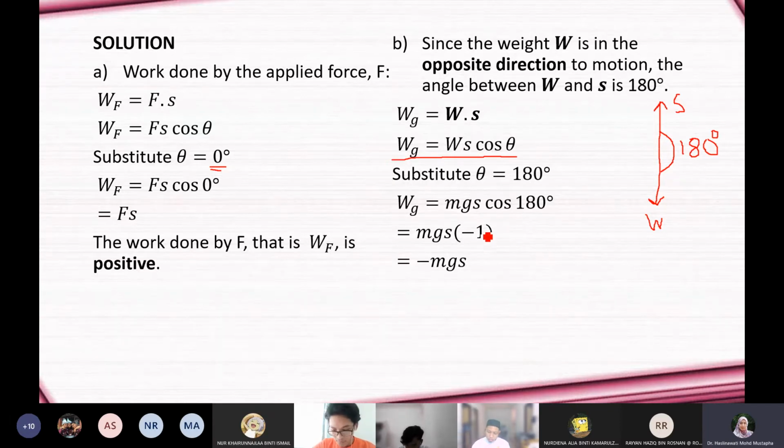So cos 180 adalah negatif 1. So dia akan dapat equation Wg is equal to negative mgs. Okay, so the work done by gravity adalah negative sebab dia ke bawah. Clear? Okay. Alright.